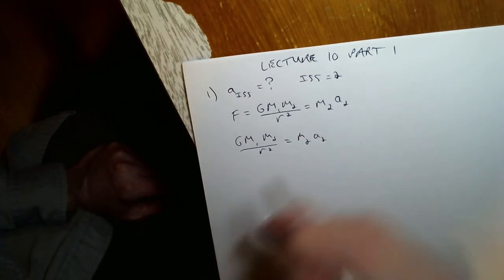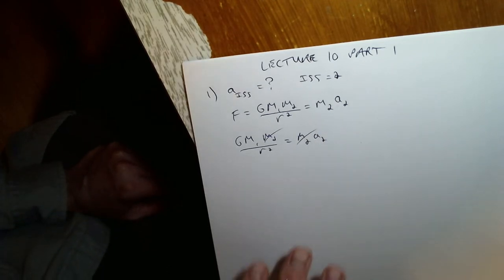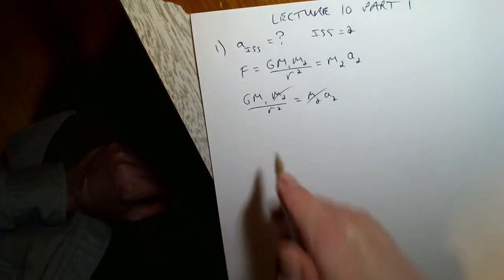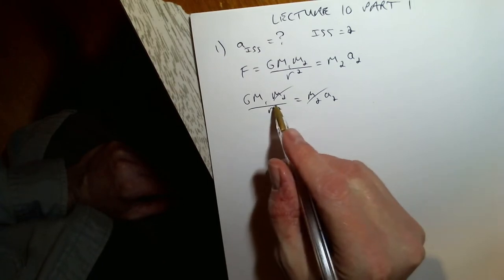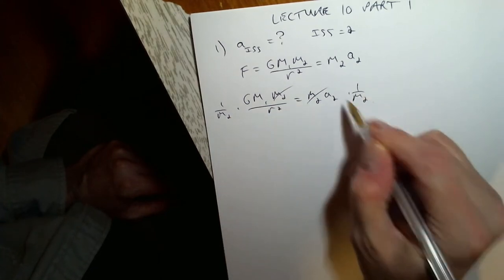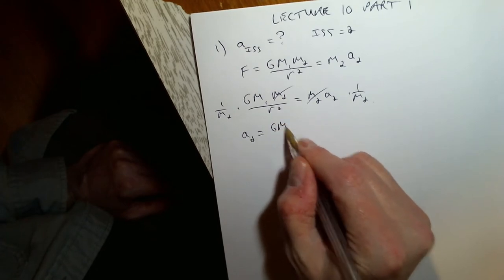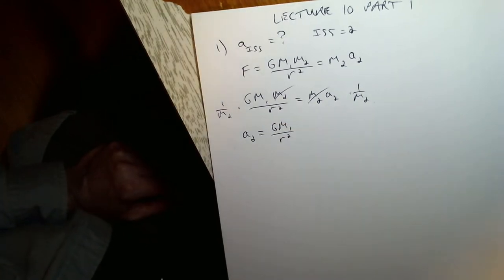We want to solve for a2, so we just cancel the m2's, the International Space Station mass, on both sides. Just because it's on both sides, we can divide through by it, right? 1 over m2 times 1 over m2, and I do that to get a2 by itself. And so that's G m1 over r squared.